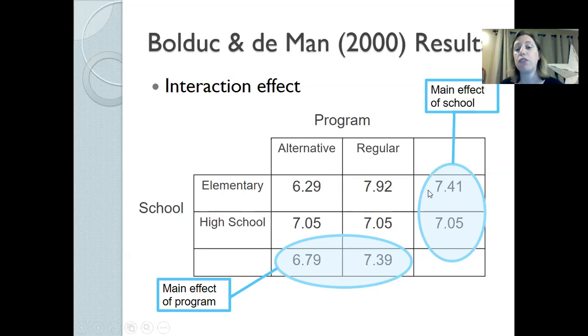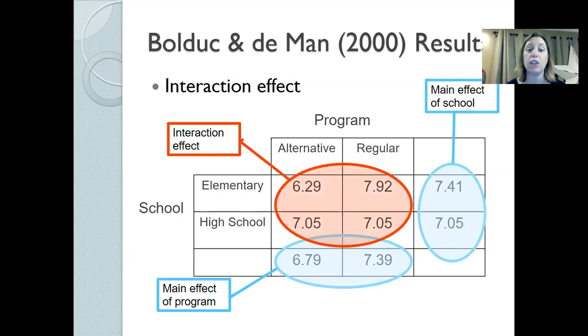So for elementary school, the average is 7.41. For high school, the average is 7.05. So I'm averaging across because if I'm looking at the main effect of school, I need a number for elementary and a number for high school. So that's how you get those main effects. The interaction effects are those numbers in the middle.